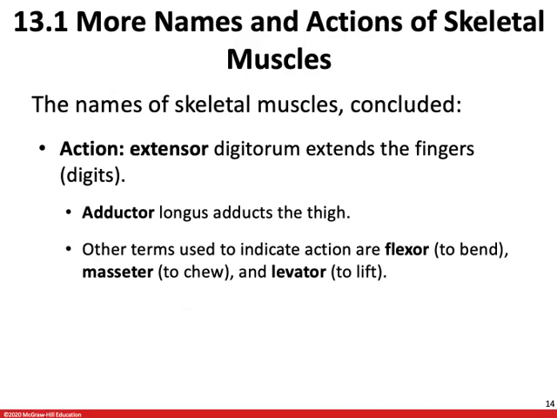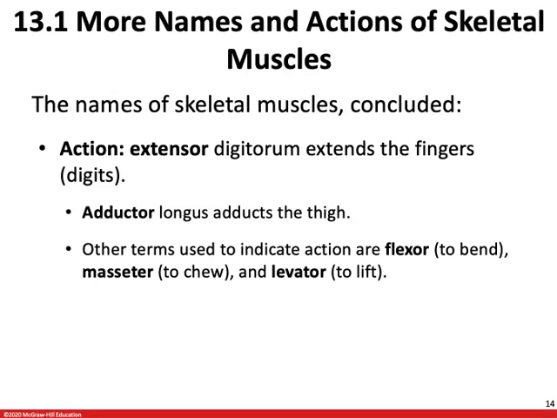Finally, they might be named for the action itself. So the extensor digitorum extends your fingers. It's responsible for extension. It is named thus, extensor. The adductor longus adducts the thigh. So it's going to be a very, very long muscle. That longus means long, of course. And then the adductor is a reference to its actual movement.